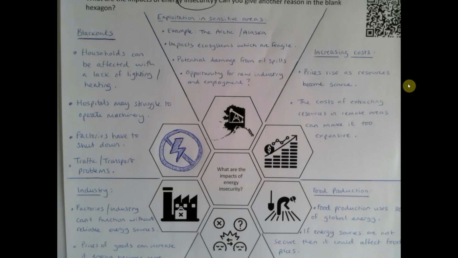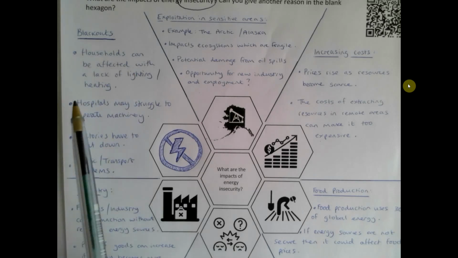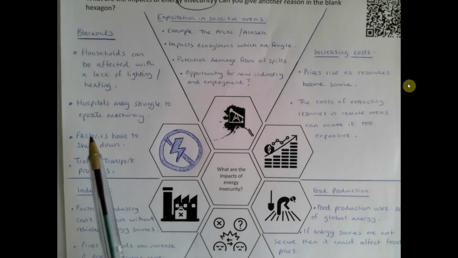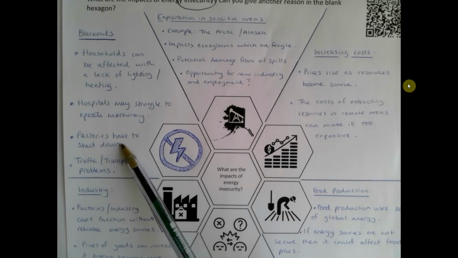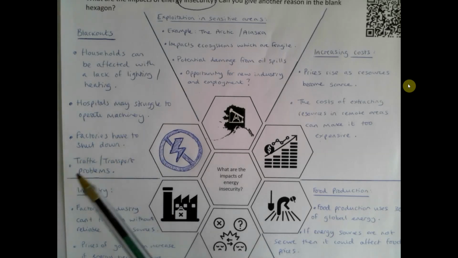That can obviously affect households because in your home, if you can't turn the lights on, or you can't heat your home, or you can't cook, that's going to be disruptive. It can have impacts in hospitals because the electricity they need to run particular machinery can be disrupted. Factories might have to shut down if they don't have access to electricity. There can be traffic and transport problems. Maybe trains powered by electricity can't run, or even things like traffic lights that are powered by electricity aren't functioning, and that can cause significant problems on the roads.